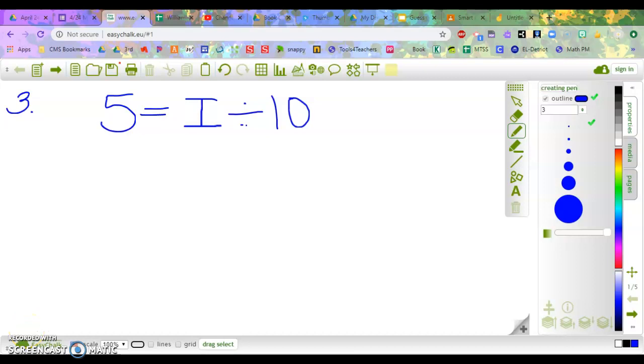All right, so from our memory jogger on last week, Friday, there were several questions that I wanted us to go over. Starting with number three. Number three says 5 equals I divided by 10. So I went ahead and wrote my equation. So the first thing I want to pay attention to is exactly how this equation is written.